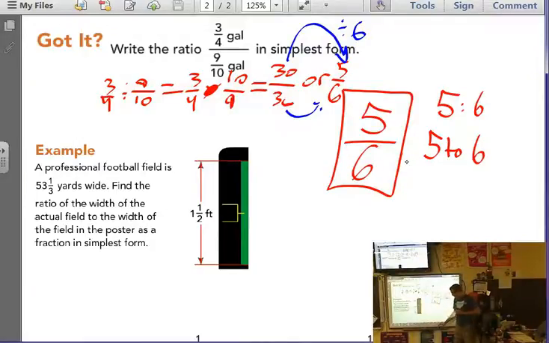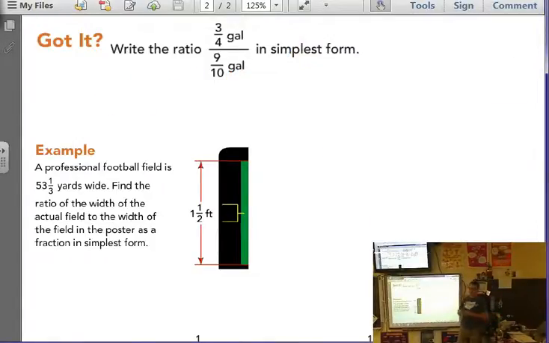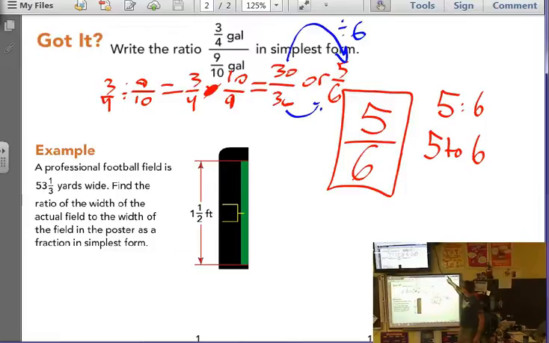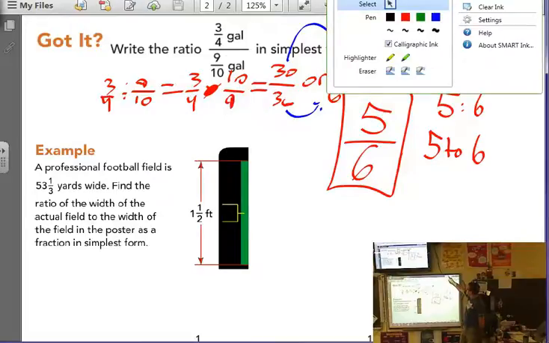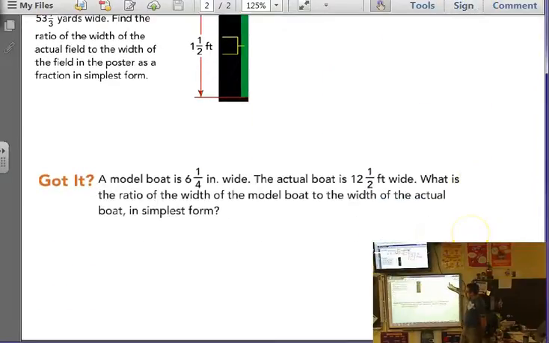Any other questions on the got it? I think we got it. That's the point. Like the decimal. What's up? Can I do the next one? Do you already have it done? No, but I know how to do it. He does have.